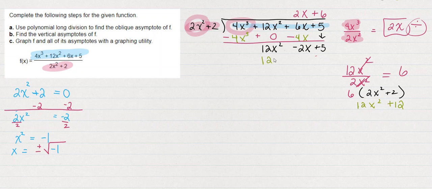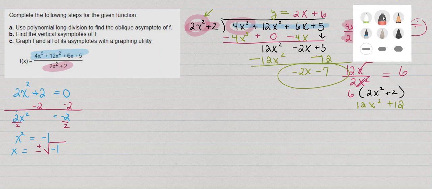I'm going to subtract 12x squared and subtract 12. So don't forget to distribute those. And I'm going to get a negative 2x. 5 minus 12 is a negative 7. This remainder has a smaller degree than my divisor, so I'm done. And this expression I have now as the quotient is what we would call our oblique asymptote.